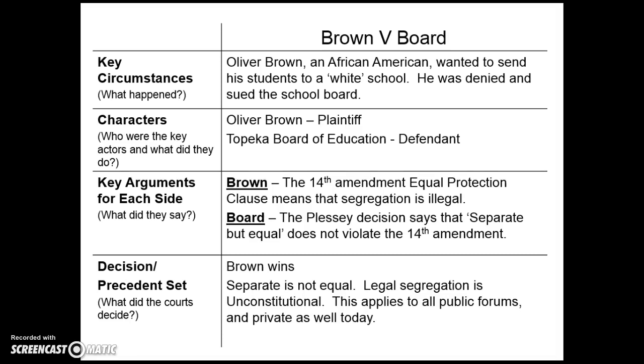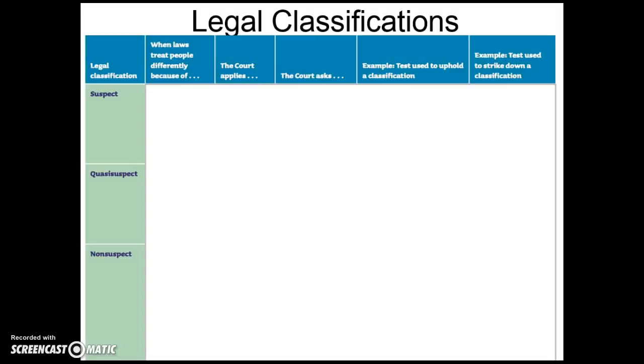So we're looking at this being a judicially active decision, right? They're going against past precedent. They say legal separation based on race is unconstitutional. So this applies to public forums, and then ultimately today applies to most private forums as well. So Brown versus Board of Education is hugely significant in our nation's history, because I know it narrowly applies to schools during the case, but that idea has also been expanded to apply to all places.